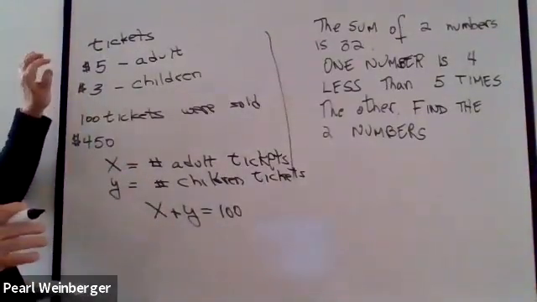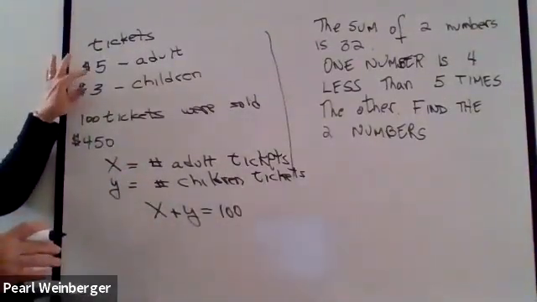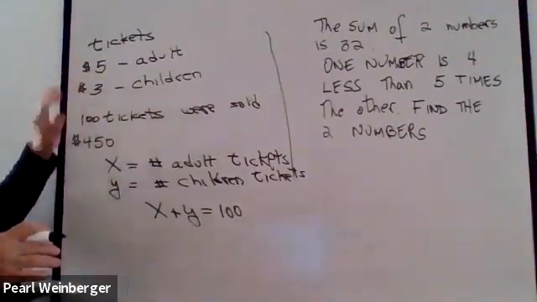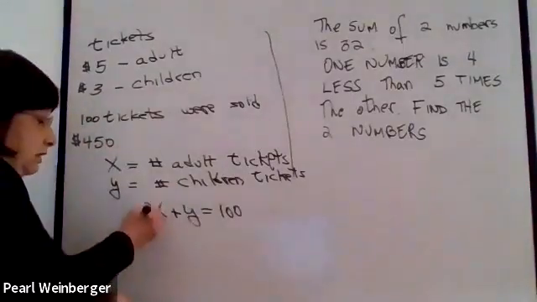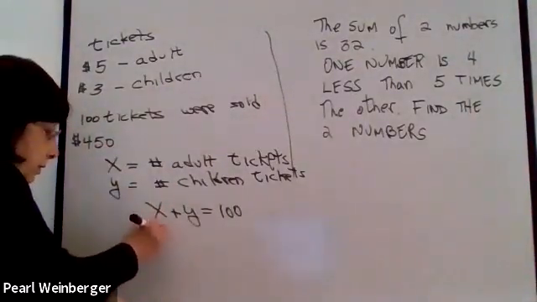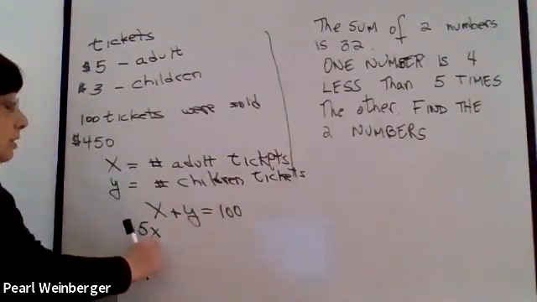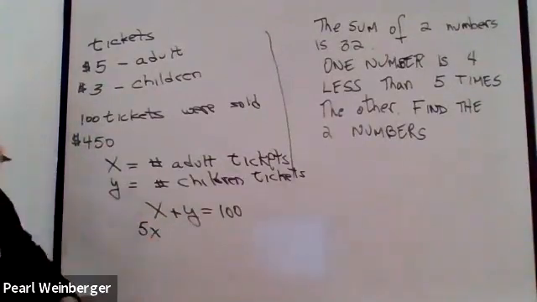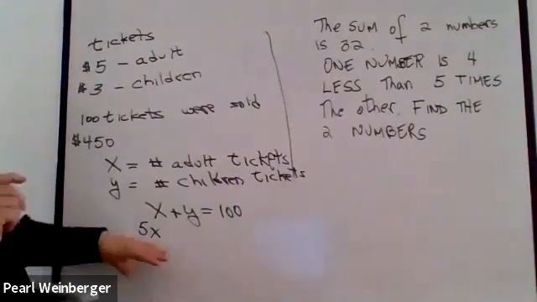So then I have to include the 5 for the adult and the 3 for the children. In other words, my second equation becomes 5x. X is how many adult tickets were sold. Each one was $5. So the amount I'm making on the adult tickets is 5x.